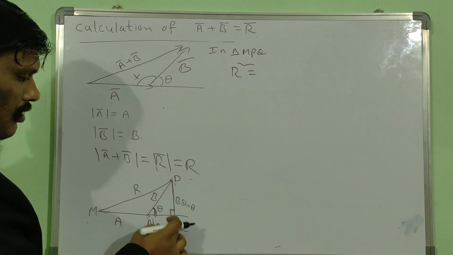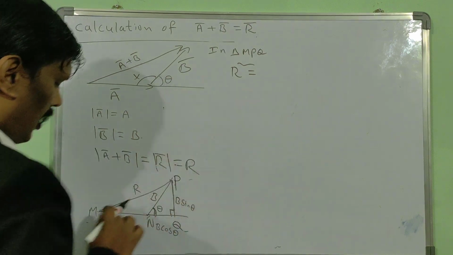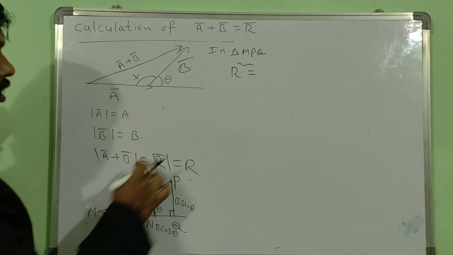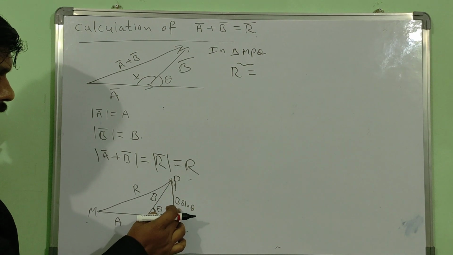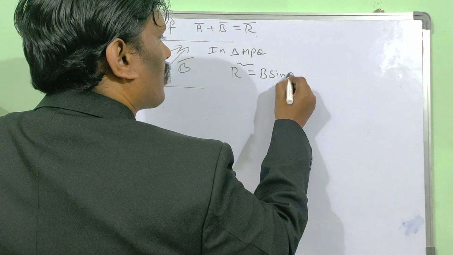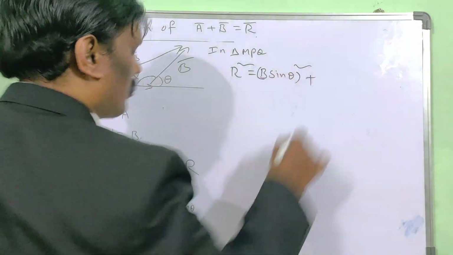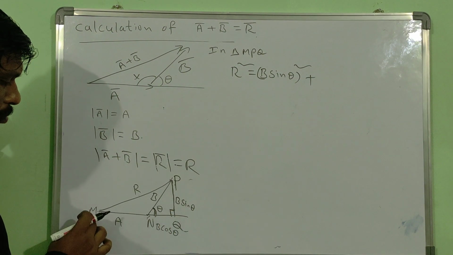So the hypotenuse is R, so R square. One side is PQ. What is the PQ value? B sin theta. So that squared, plus, why? Because one side is PQ, that is B sin theta whole square, plus another side MQ.